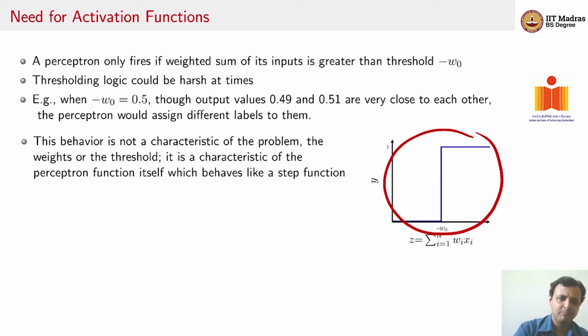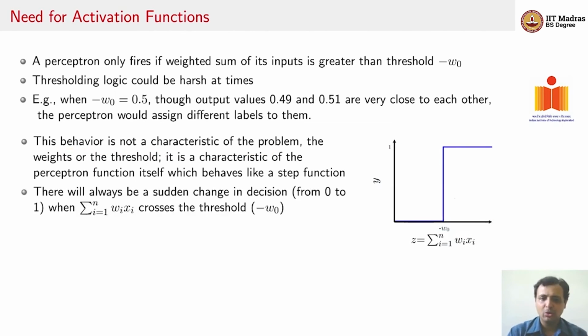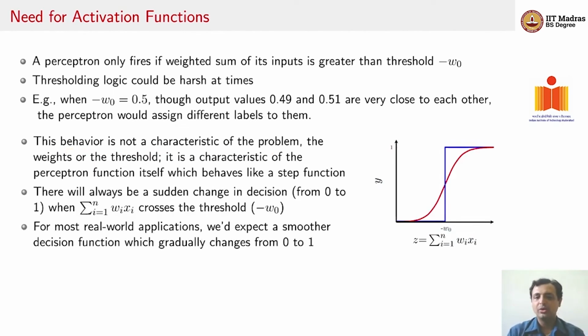Typically, this behavior does not occur in the real world. The behavior is not a characteristic of the problem. It is more the characteristic of using a step function as a thresholding function. And we all know that in the real world, you generally expect a smoother decision function, such as the one shown in red here, as you go from one value to another value. You don't want it to jump up. You do not want the output of the perceptron to be 1 suddenly when the value goes from 0.49 to 0.5 or 0.499 to 0.5.